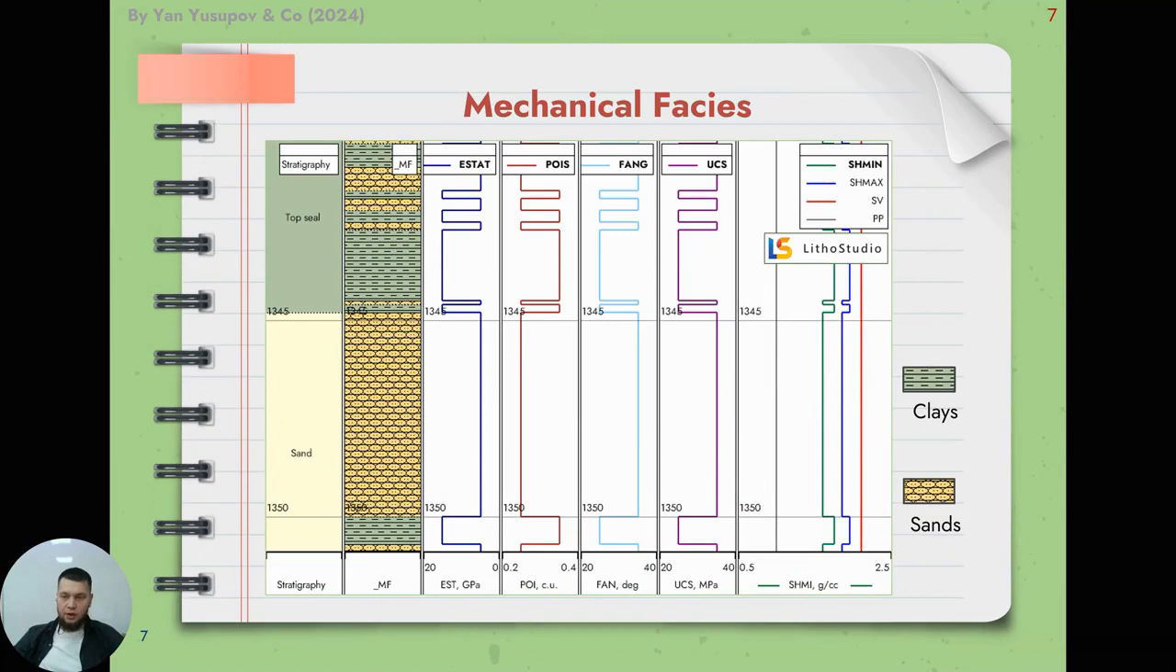One part of the mechanical earth model is mechanical facies. They allow us to divide the cross section into rocks that have similar mechanical properties and behavior under pressure and temperature conditions. Mechanical facies are used in BHA, casing depth optimization, hydraulic fracturing design, and discrete fracture net modeling. On this slide, you can see an example of definition of mechanical facies, sands and clays, through rock properties with the stress profile.